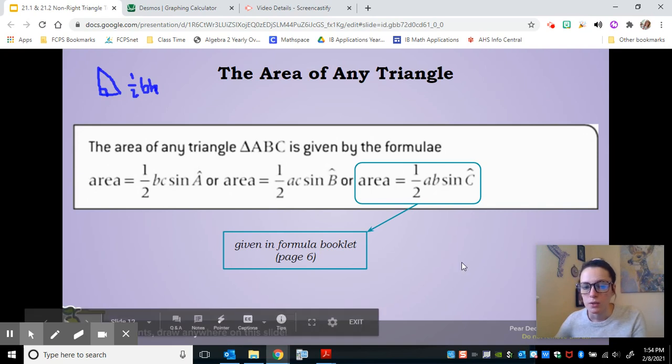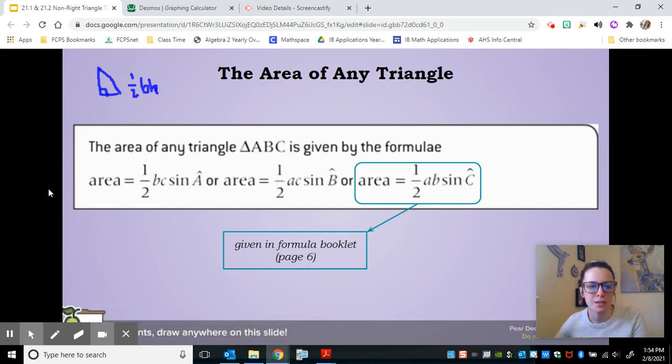It's important to note that all three of these, and just the area formula in general, has the sine of the angle, not the cosine. So make sure that you're paying attention to the formula booklet. But let's go ahead and use this in a couple of examples.